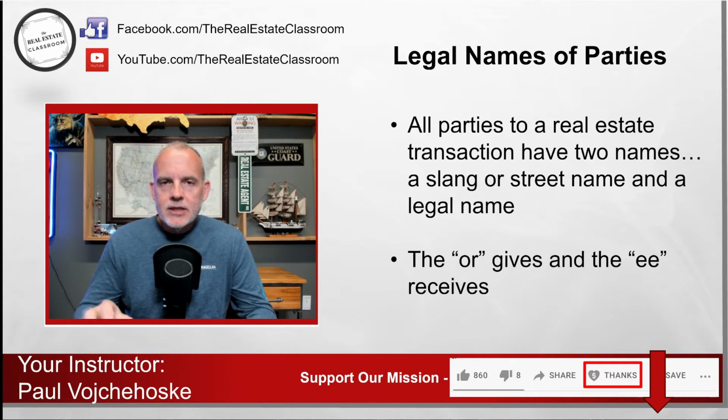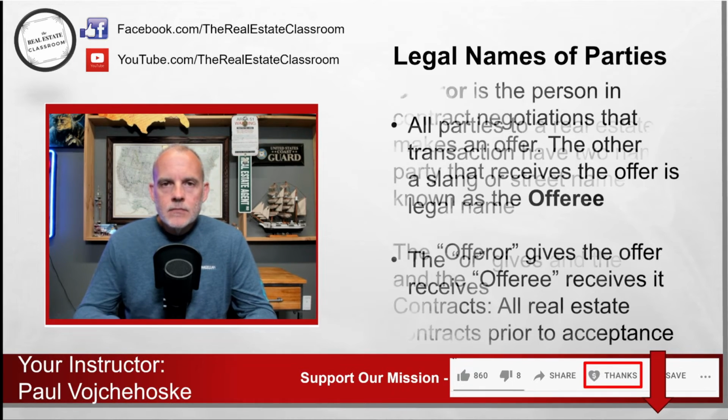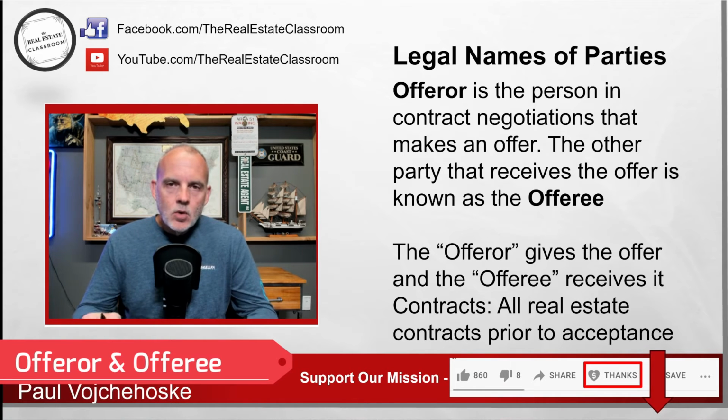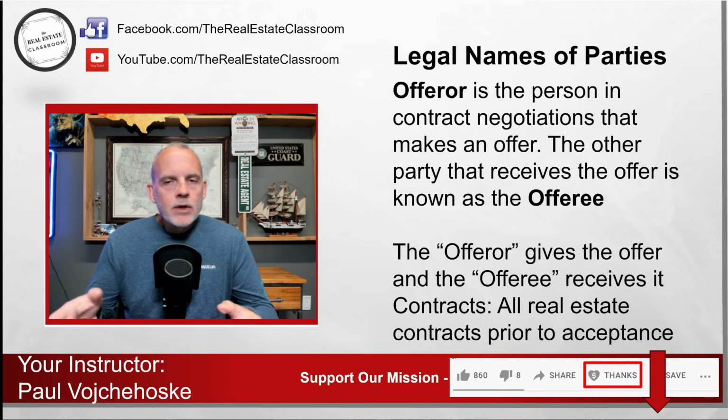So let's actually get to the legal names that I wanted to discuss here in this video. Now, the first set of legal names is the offeror and the offeree. Before any real estate contract is signed, no matter what type of contract it is, there is always an offer. A party makes an offer, and the other party either accepts or rejects.